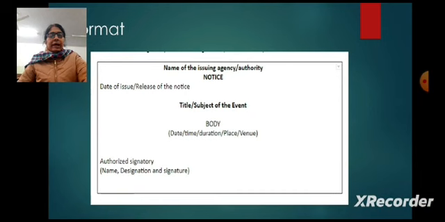One more thing that I must tell you is that a notice should always be written in a rectangular box. As you can see in the slide, the notice is in a rectangular box. So, you can see at which place we should write which component of the notice.